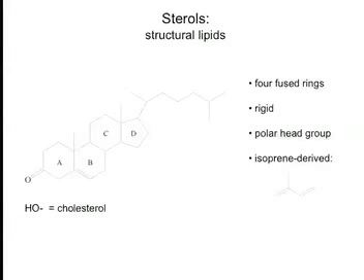But just structurally, let's think about this. We've got four fused rings, A, B, C, and D, relatively rigid, not terribly planar, but more or less planar. We're usually going to have some polar head group and various modifications here at any of these different positions. Derived from isoprene, which is this structure, which is a different route for biosynthesis than the acetyl-CoA from which the fatty acids are derived. That's something, again, that we're going to not get into until second semester.